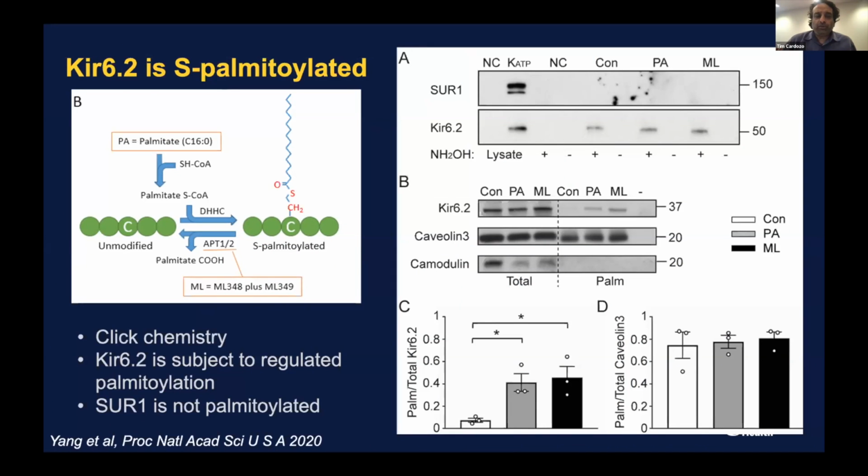I'll talk a little bit about SUR1. It's a companion cofactor of KIR6.2, and I'll talk about that in a second when we talk about the structure, but they operate as a complex. It was clear that KIR6.2 is palmitoylated. We're detecting it by biotin incorporation, and caveolin is a positive control and calmodulin a negative control here.